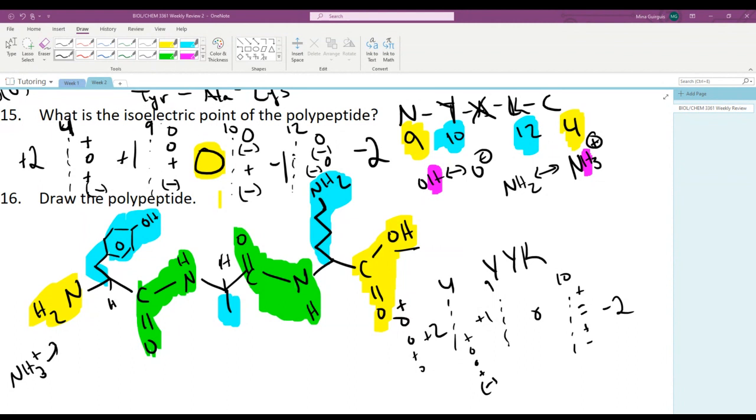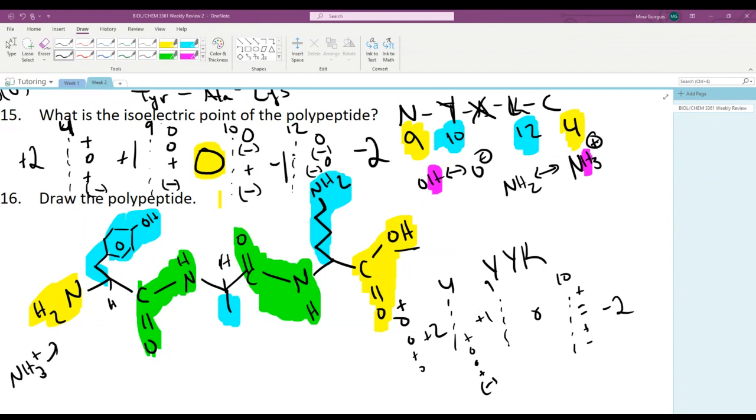Is that going to affect the pI? In this case, no, but it can, okay? And that's why I want to make sure that we don't just get in the habit of saying +2, +1, 0, -1, -2, because that's not always the case, okay? I know it's really aesthetically pleasing and I love it when it happens that way, but it's not always going to happen and it can jump.